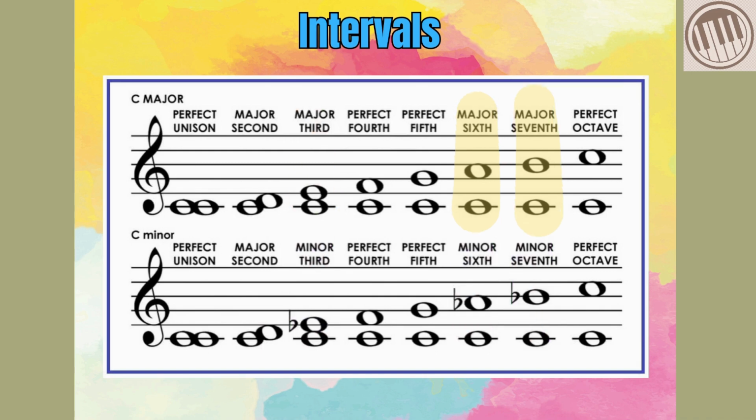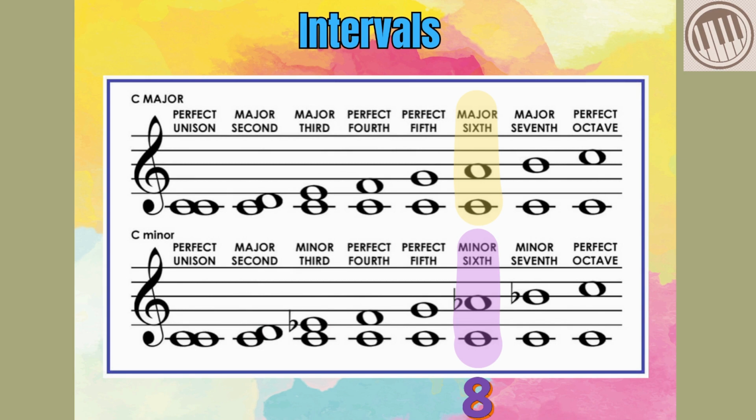If you take the interval of the 6th and the 7th in the major scale, they will be a major 6th and a major 7th. But in a minor scale, it would be a minor 6th and a minor 7th. There's also another way that you can count the intervals, by using the semitones apart. So a minor 6th will have 8 semitones apart, or 8 half steps.